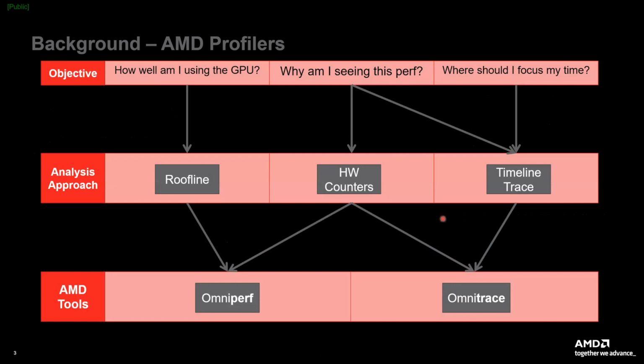The change I have made here is that OmniTools people said we use hardware counters also, so we have this arrow here. As I said before, you can see how well I'm using the GPU with the roofline. You can see, for example, if my kernel is efficient, right? And why I'm seeing this performance in hardware counters, and the timeline trace to see how it performs across time, okay? And we have these two tools.